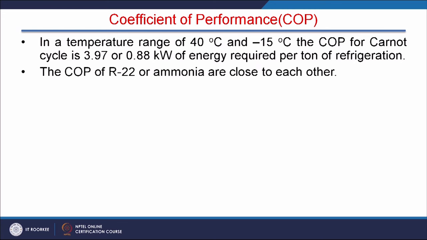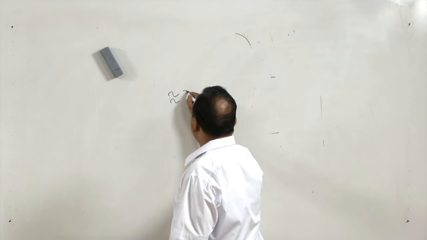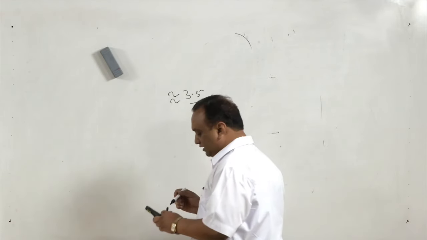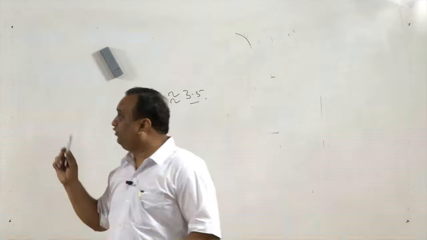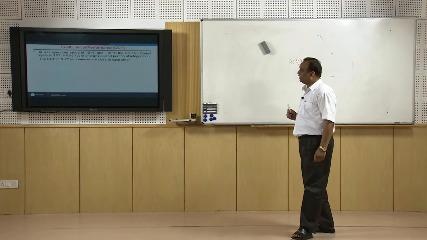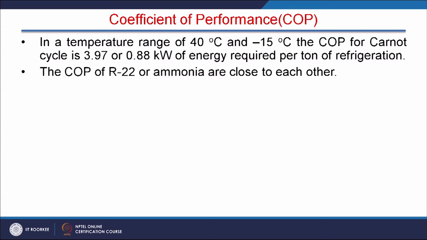So, we should have a good coefficient of performance nowadays, as per the energy point of view. For example, for a window air conditioner, it should be approximately equal to 3.5. So, the COP of the system is also very important in deciding the type of refrigerant we are going to use.